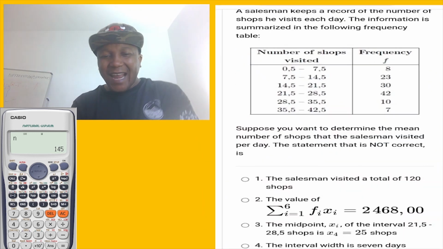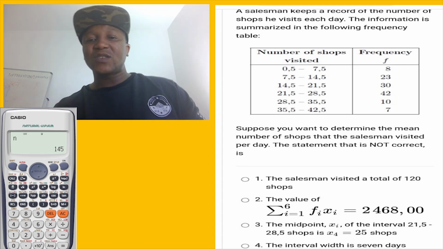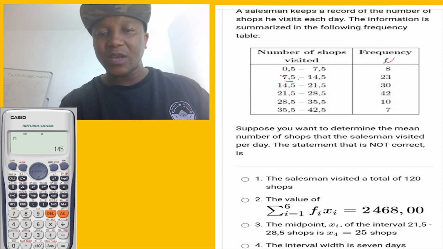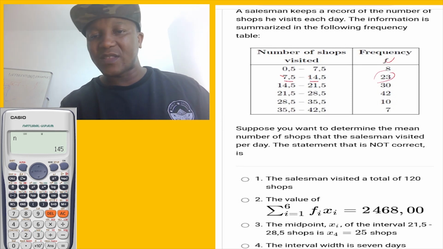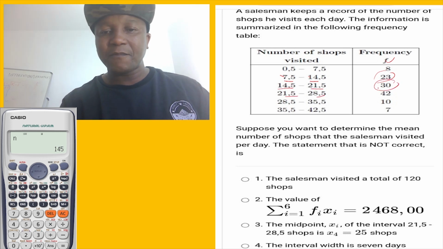Very interesting. I like this. Now let's go to the next one. The next question is very easy and tracing. Now they give us group data, from that one to that one, and these are the frequencies. There are 23 of them. From 14 to 21, there are 30 of them. From 21 to 28 there.